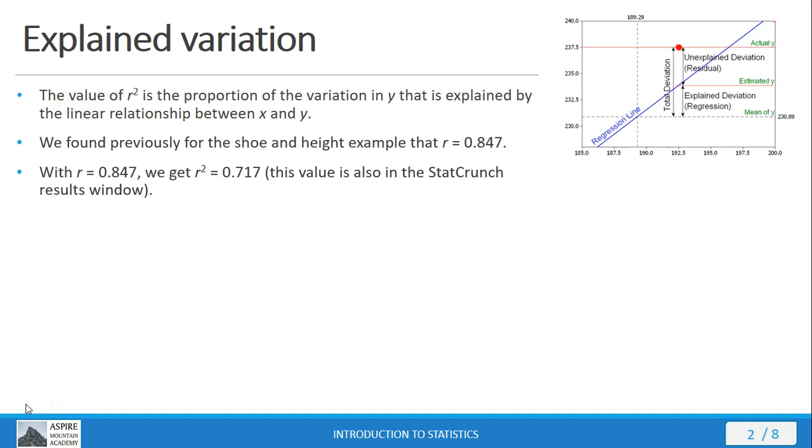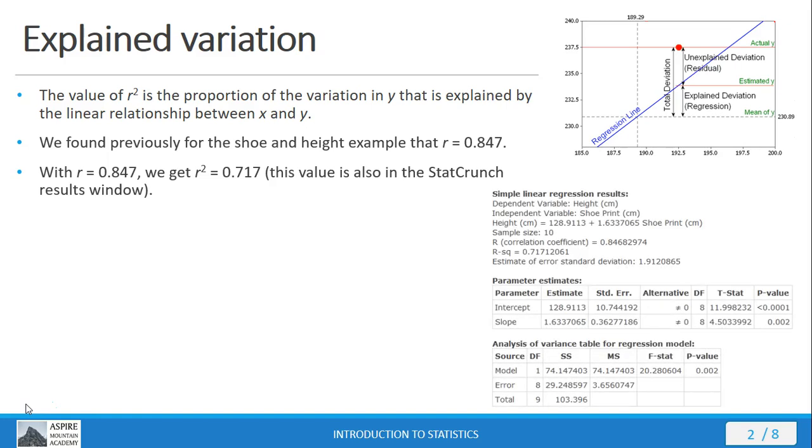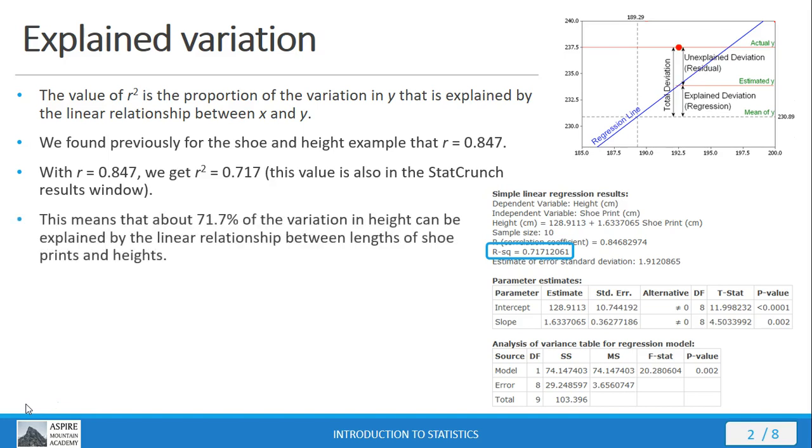And you don't have to put that in your calculator to get it. You can get it straight out of StatCrunch. If you go back to your results window in StatCrunch and look up at the top, right there underneath where you found the r is r squared, 0.717. So just get it off the display. What this means is that 71.7% of the variation in the height can be explained by the linear relationship between the lengths of shoe prints and heights.